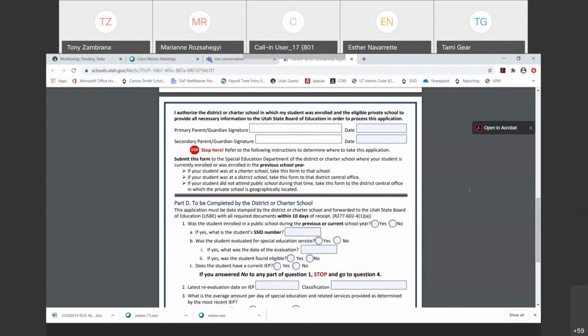The answer would be, let's see, if the student had an IEP, yes. Well, if it's 18-19, then it should be good for 3 years. So just based on that information, it should be considered current. Yeah, that's what I thought.